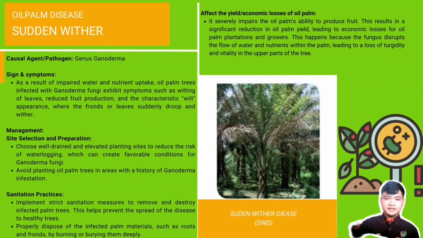Today we'll present the three main diseases on the oil palm, which are sudden wilt, vascular wilt, and dry basal rot. The first one is sudden wilt. The causal agent or the pathogen for sudden wilt is the genus Ganoderma.